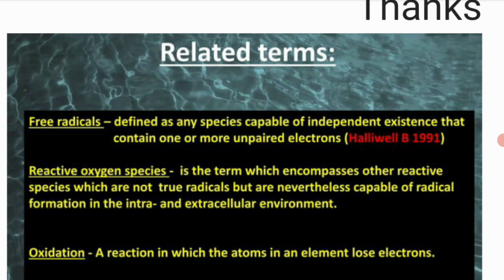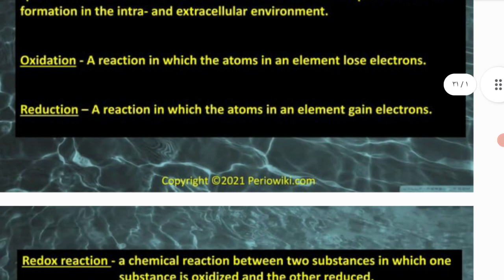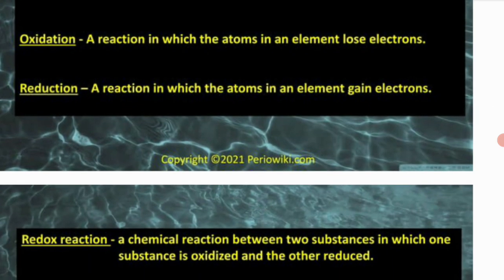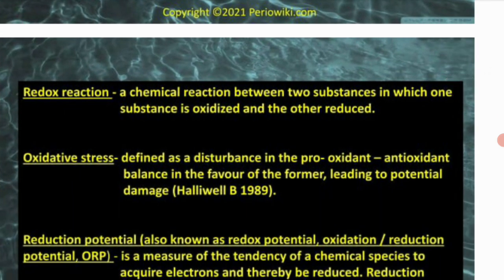species, which are capable of producing radicals in the intracellular or extracellular environment. Oxidation is when atoms lose electrons, while reduction is when atoms gain electrons. A redox reaction is a chemical reaction between two substances, where one substance is oxidized while the other is reduced.